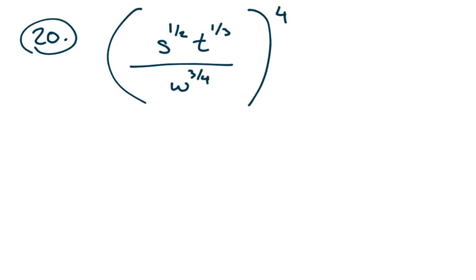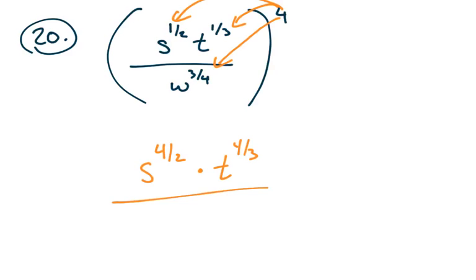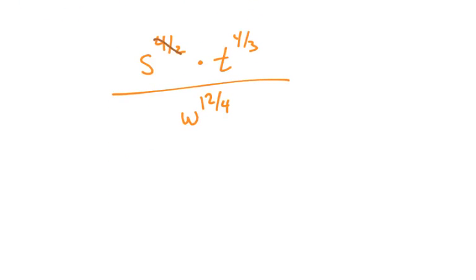All right, 20 is the big one. When I look at 20, I want to see if I can clean up the inside first. In this situation, I cannot. So I'm going to distribute the 4. We said when we raise to another power, we multiply. So this is s to the 4/2 times t to the 4/3 all over w to the 12/4. Okay, so you can see that this is cooked up. So this becomes 2, this becomes 3. So we're left with s squared times t to the 4/3 all over w cubed. And that is it.